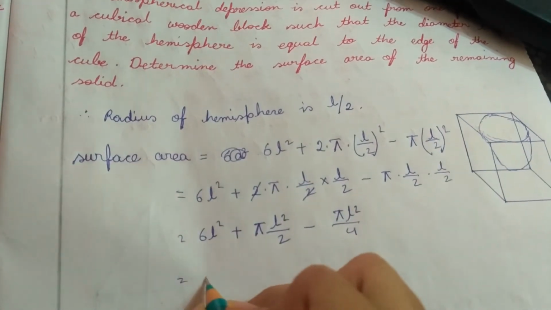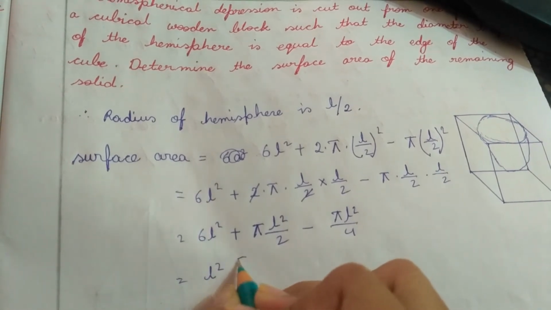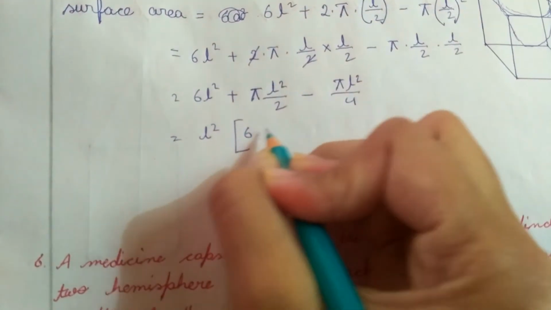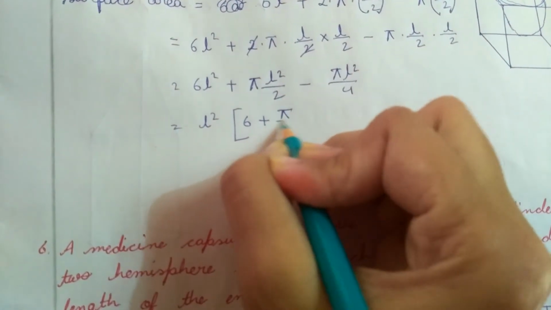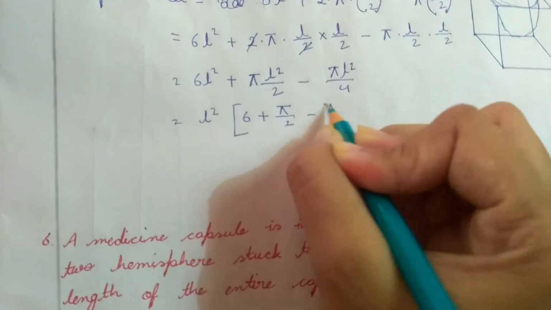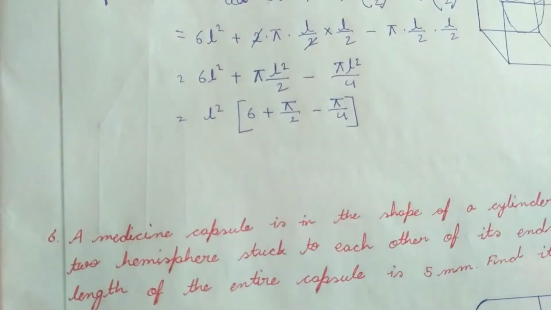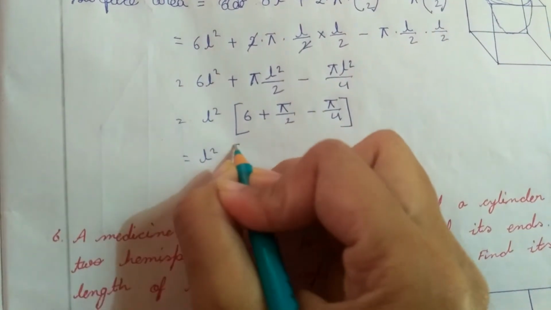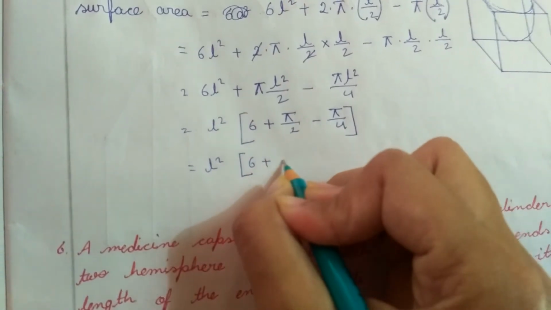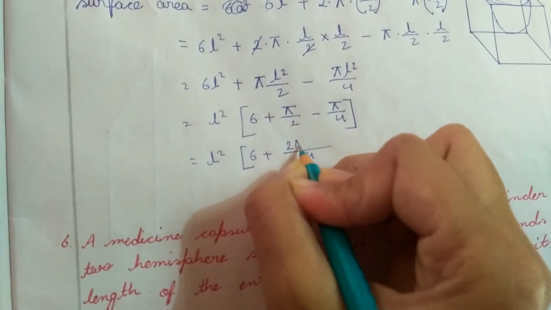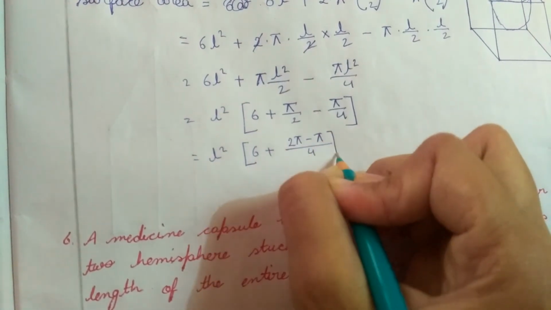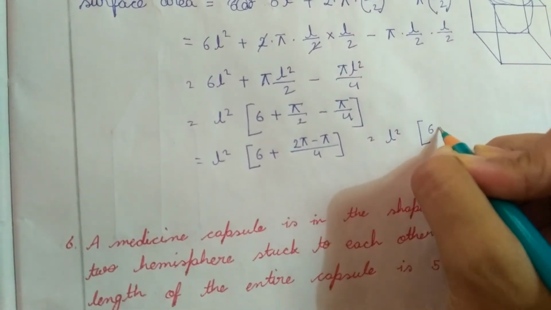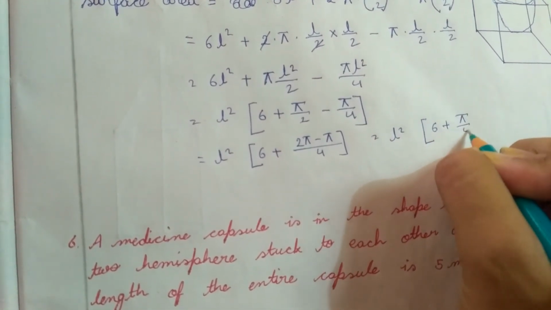Now we can take L square as common from all of them, and we will write 6 plus pi by 2 minus pi by 4. We can make the pi by 2 and pi by 4 part a little simpler, that is 6 plus 2 pi minus pi by 4, and it will become L square into 6 plus pi by 4.